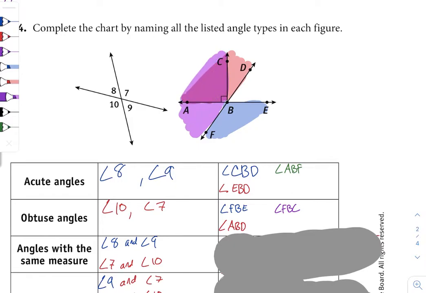And again, obtuse angles can be made up of more than one angle. Any angle can be made up of more than one angle. In the end, it's its own angle. It looks like it's more than one just because of the way the picture is drawn, but that's just not the case, right? That is one specific angle. So that looks like all the obtuse angles. I'm not seeing anything else that would make obtuse.